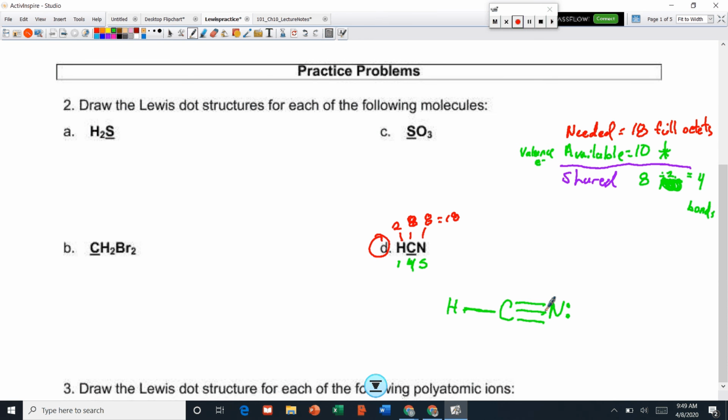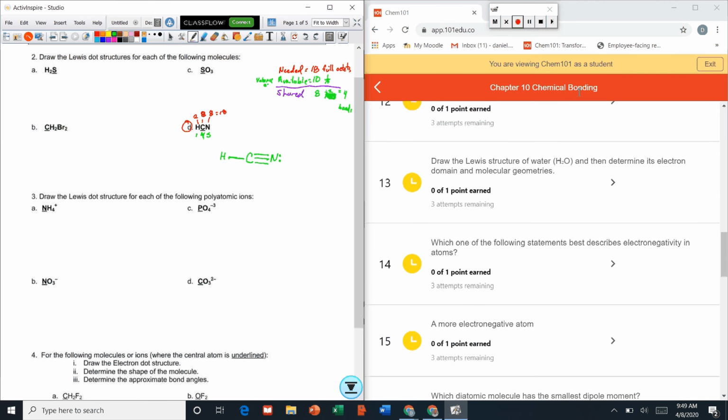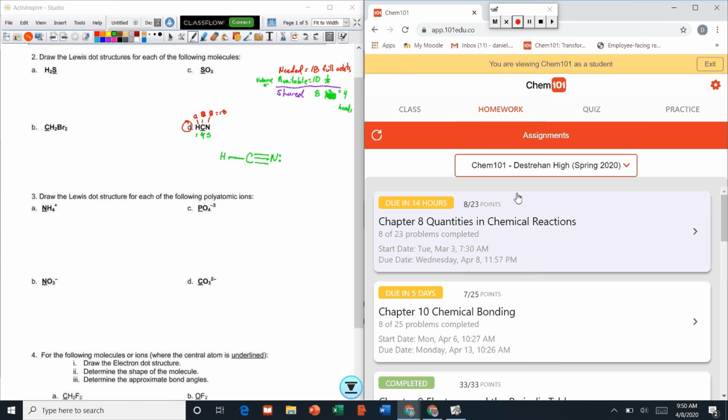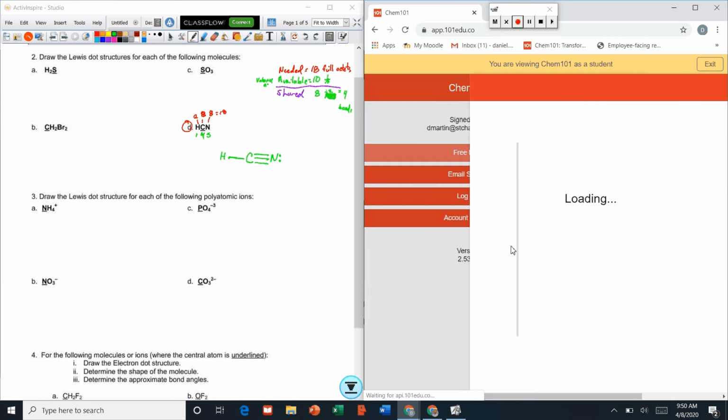So now, nitrogen has 2, 4, 6, 8 electrons. Carbon has 2, 4, 6, 8 electrons. And hydrogen is full with this duet. Now, what I want us to do is open up Chem 101. In this section, go ahead, find the little gear, click on that, and click on Free Draw.